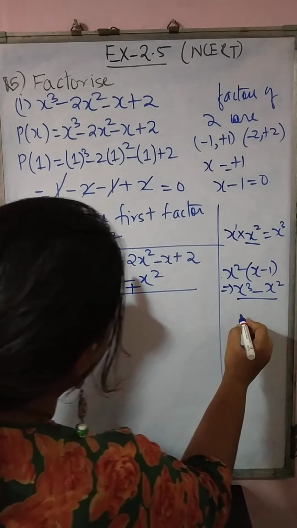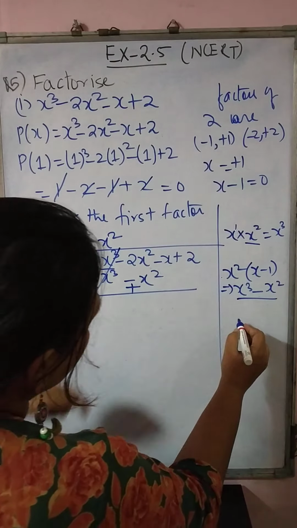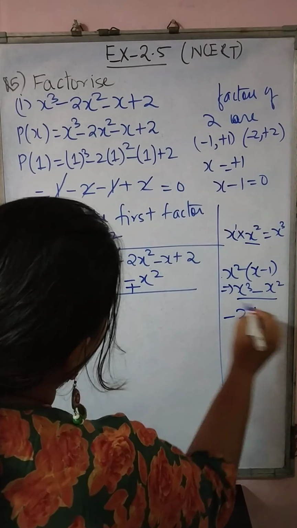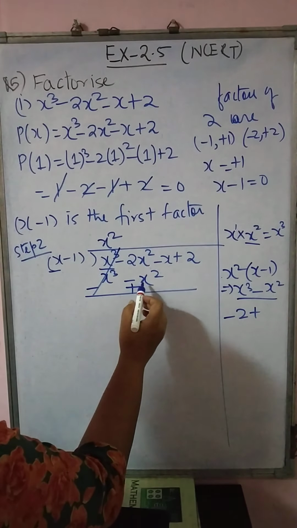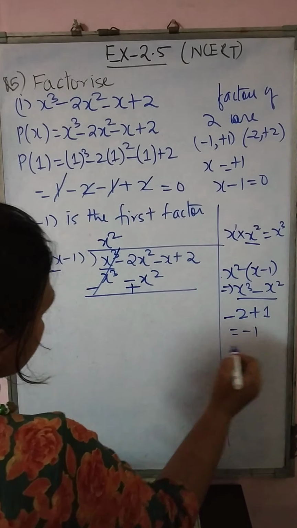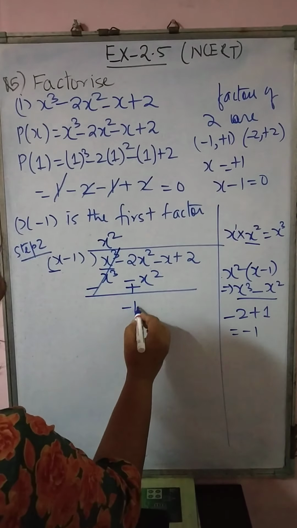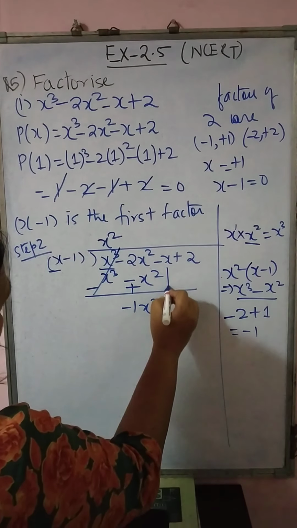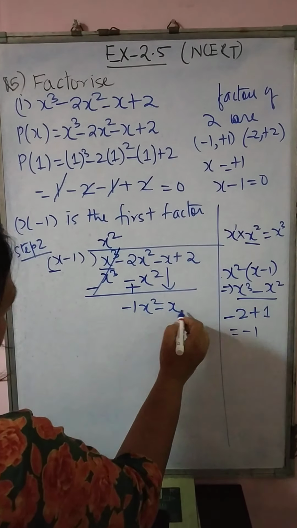Now just check the numerical coefficient. Minus 2 plus, because there is no term in front of x square, it is 1. So what is minus 2 plus 1? Minus 1. So minus 1 x square. Now just copy down the next term, minus x.